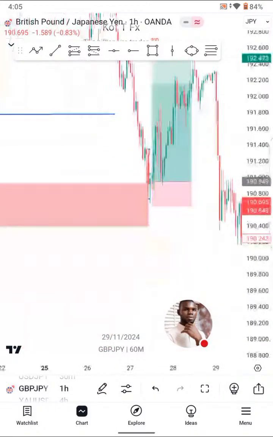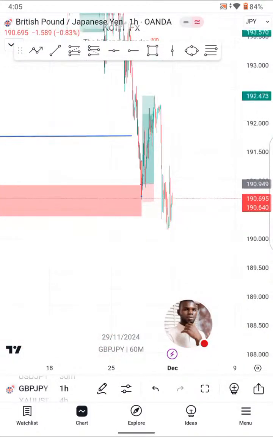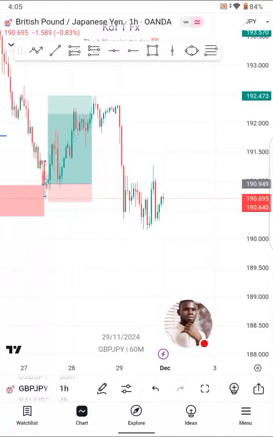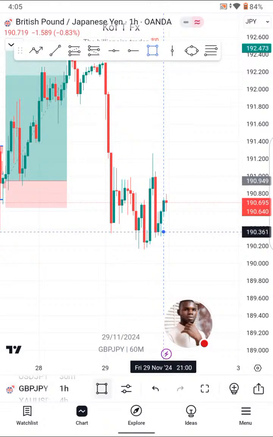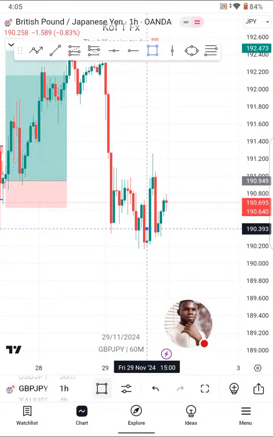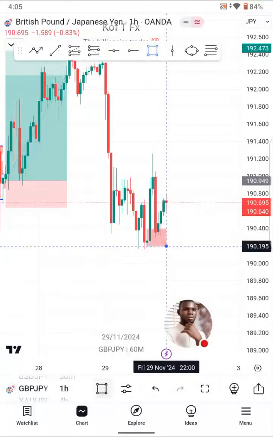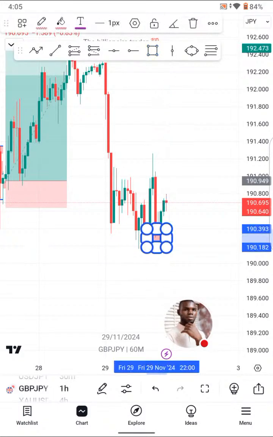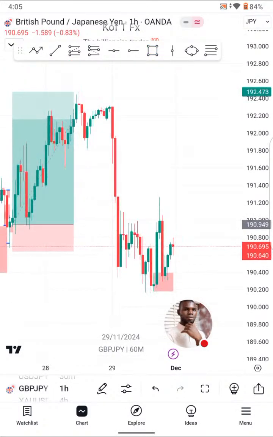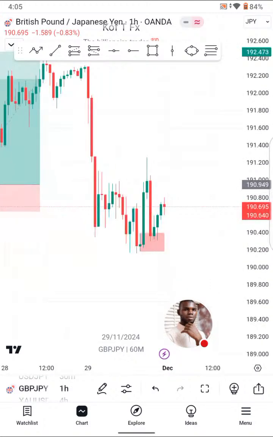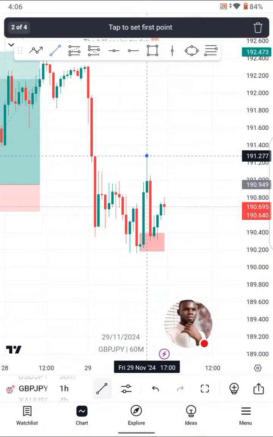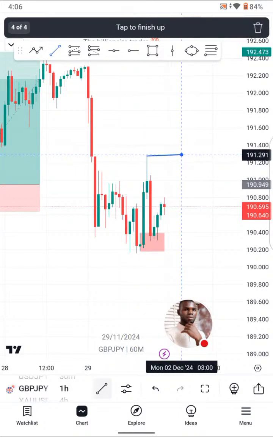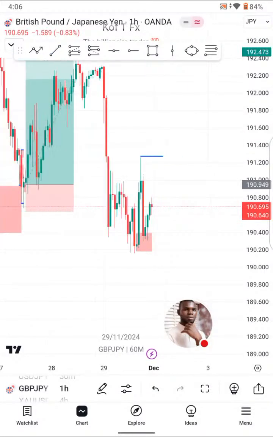Now the question is, why did price not go higher than that? Looking at this now, you can see GBP JPY is already printing bullish momentum. We have this being mitigated, and this should be the first target. This high here should be the first target.